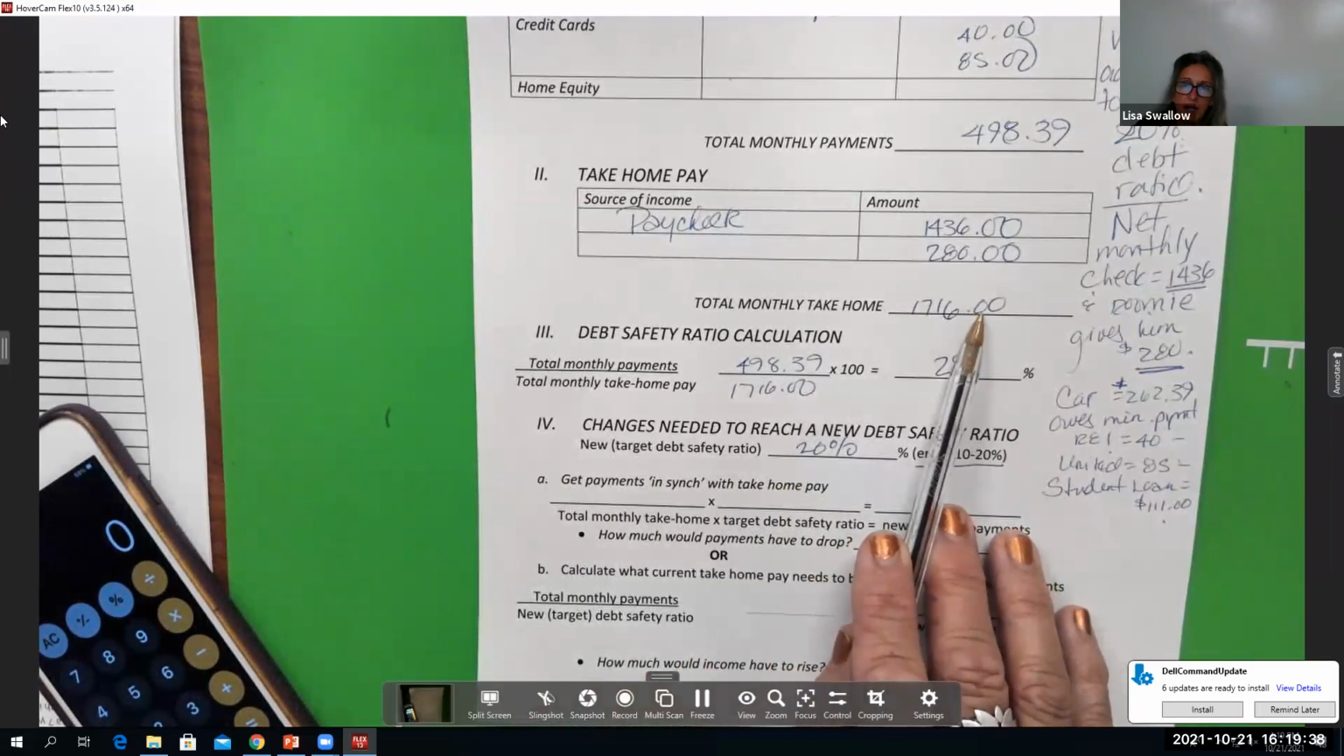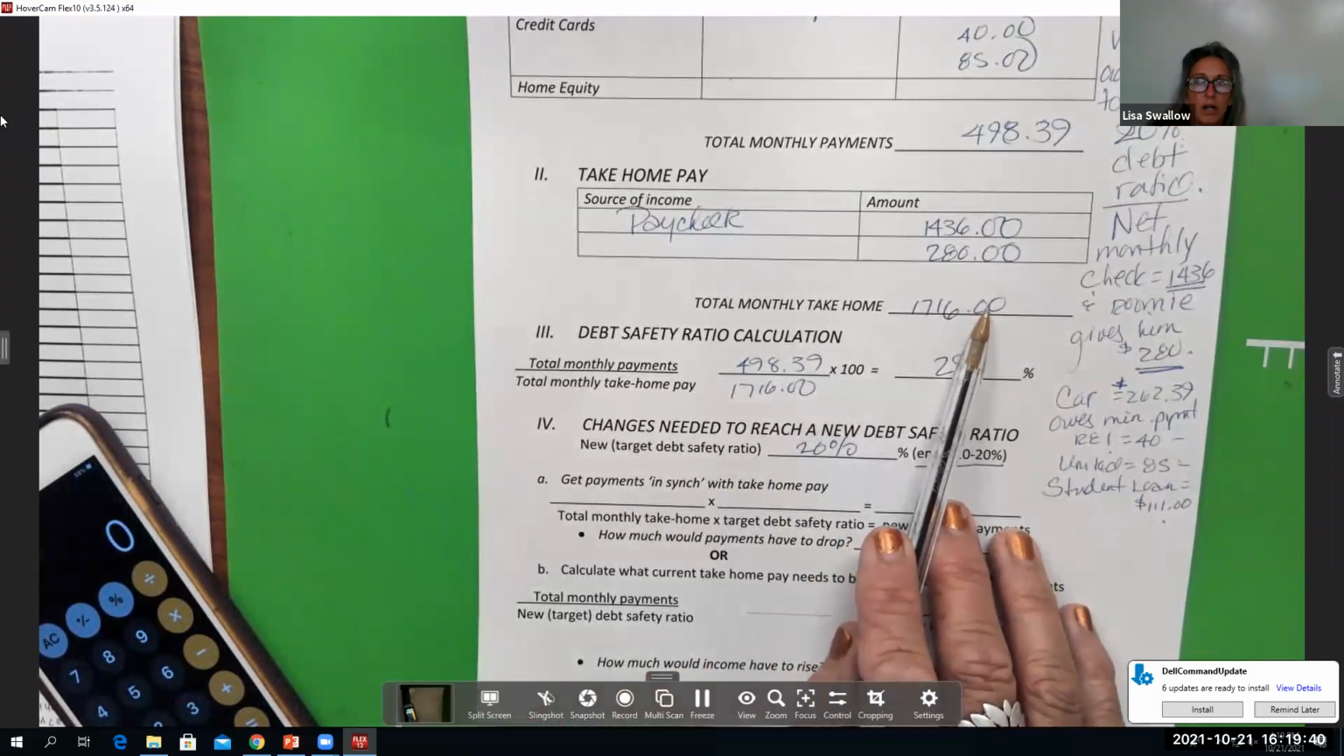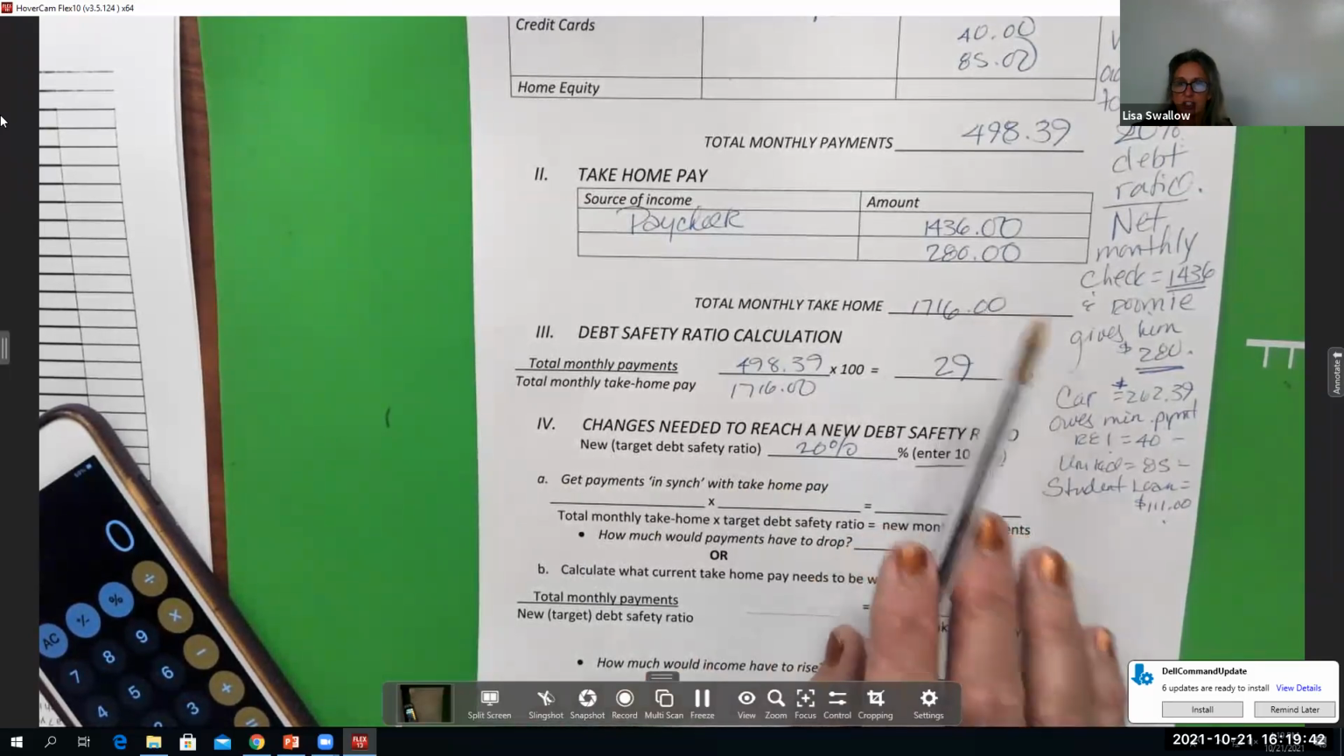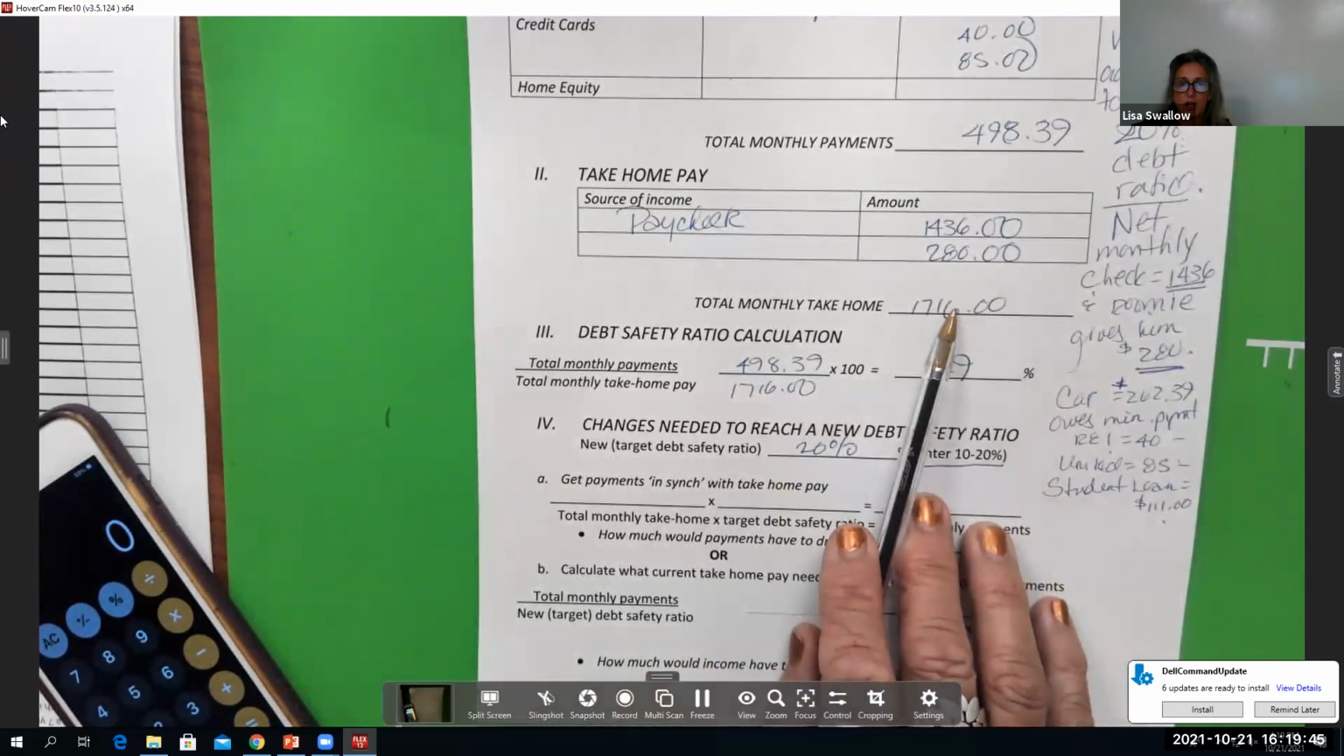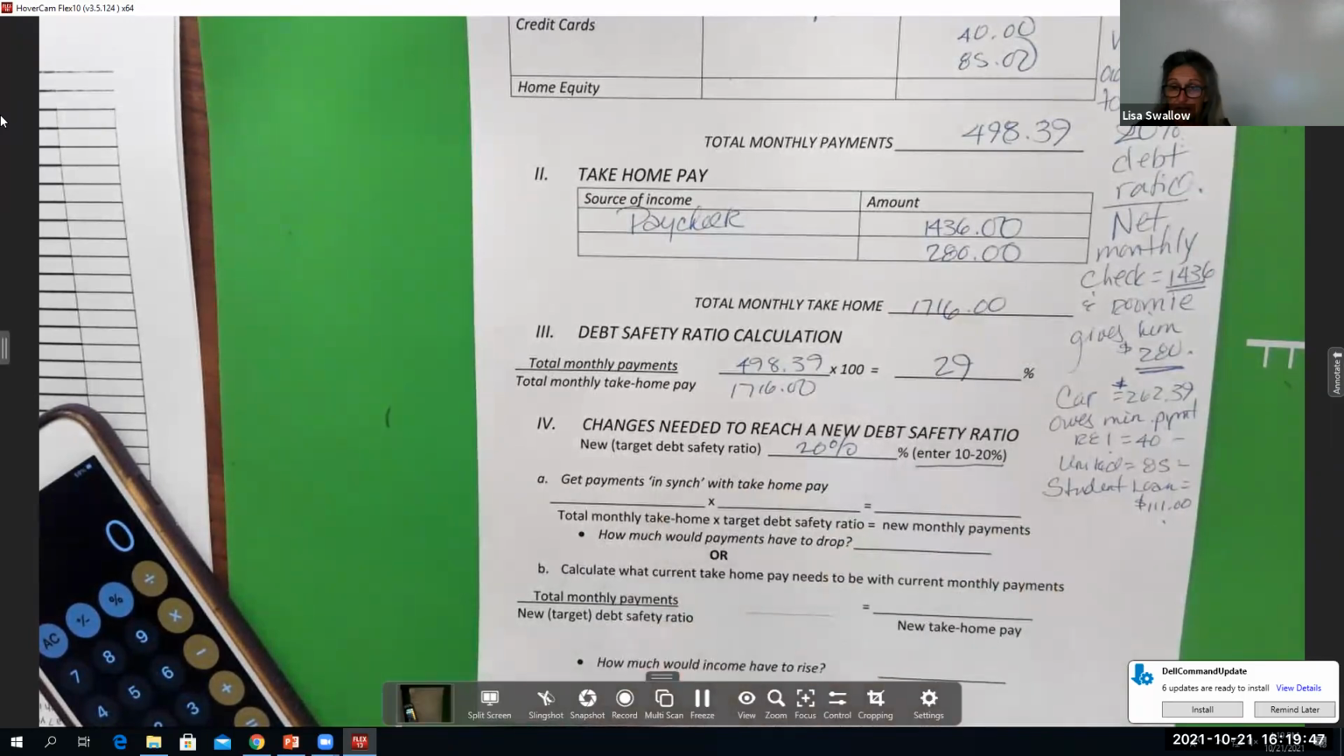It's a brand new job. He loves it. He's not looking for a new job. He's not looking for more roommates. This is his take-home. So if that is the scenario, what would we have to get his payments down to? His monthly take-home pay, which we're keeping established, times his target ratio, what would his new monthly payments have to be? And how much would his current payments have to drop? So turn off the tape, please, and figure that out.